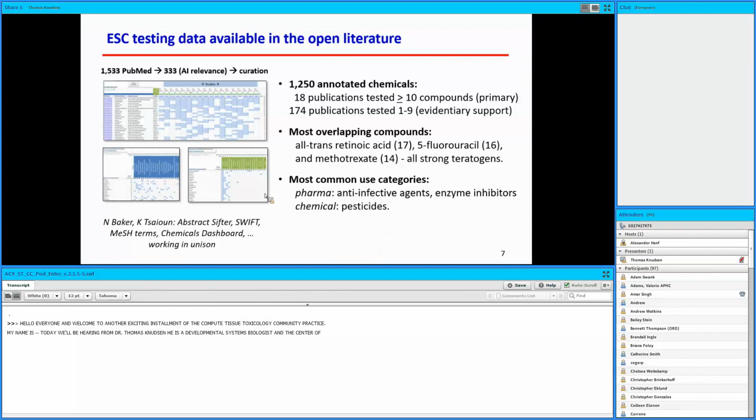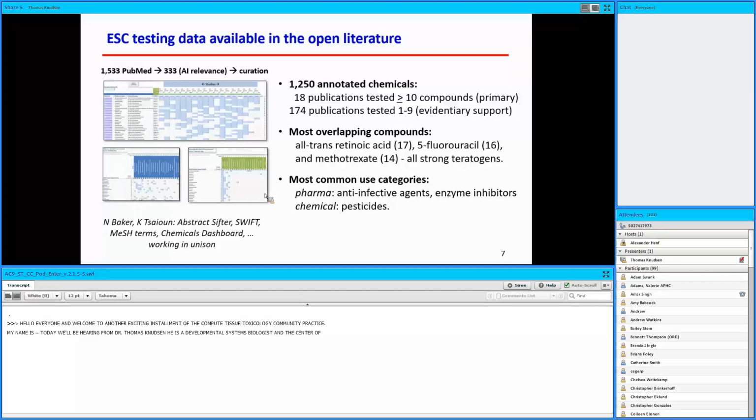And what we did was we divided these into two groups. Those publications that have tested 10 or more chemicals as the primary goal for comparisons, that was 18 publications, and then another 174 publications that tested 1 to 9 chemicals. So we're using those as evidentiary support. Overall, about 1,250 annotated chemicals have been identified. There's certainly lots more that are out there in the literature that are proprietary chemicals that have been used in pharmaceutical space. We obviously didn't include those unless they were identified by some type of annotation.